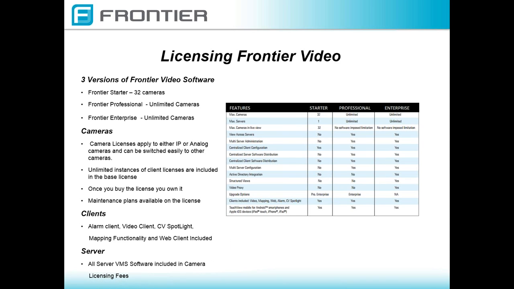So basically what this means to you, the bottom line, is you buy the camera license, depending on the different version you want of Frontier Video. You'll pay a little bit more for the professional and enterprise version, but once you buy the camera license, you've bought everything. So you can load the client as many times as you want. You can run as many instances of the clients as you want. And then you have the server software, of course, that's going to run your VMS and your recording server.